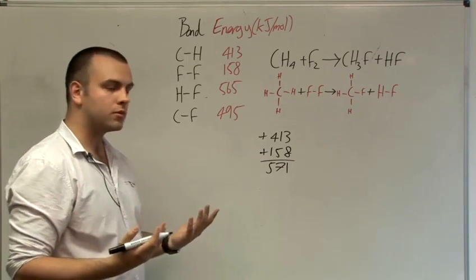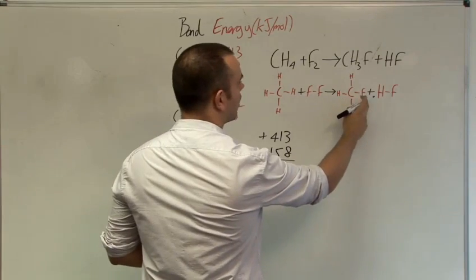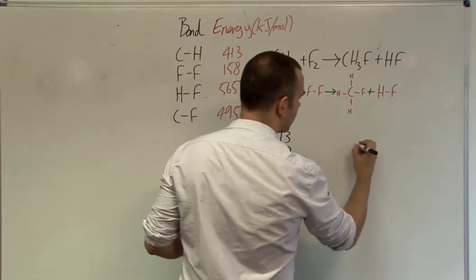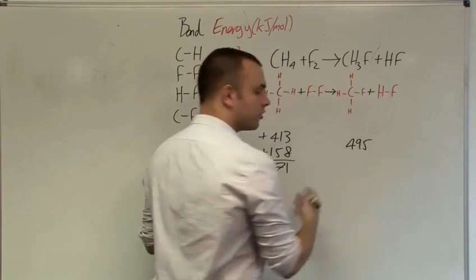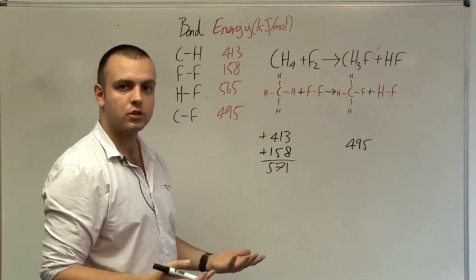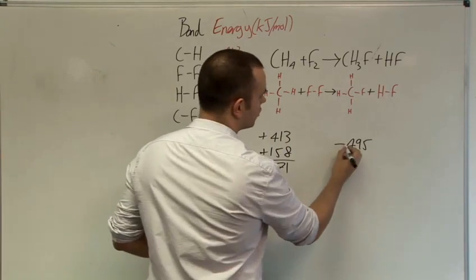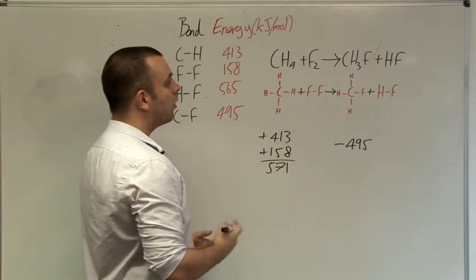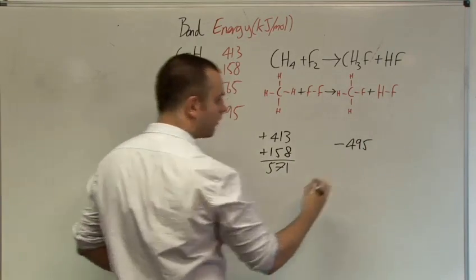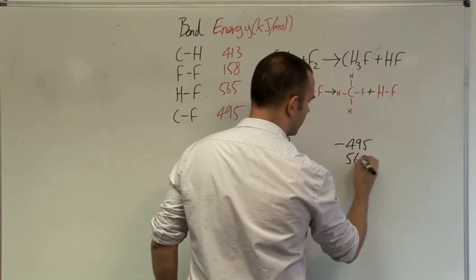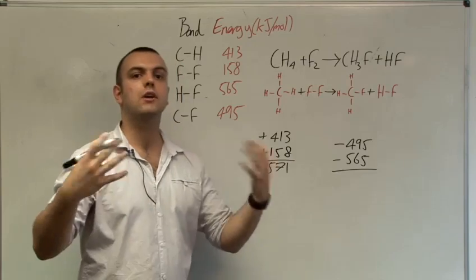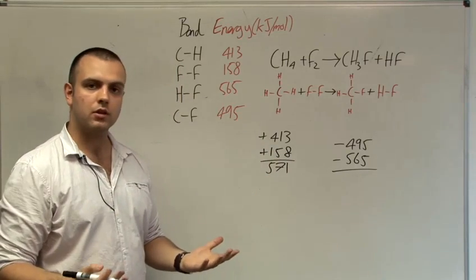What bonds are being formed? Well, we have one carbon-fluorine bond, which has an energy of 495. Now, because the bond is being formed, that means energy is being given out, energy is being lost by the chemicals. So we put a minus sign. Also, the bond being formed is the hydrogen-fluorine bond, which has an energy of 565. This is the total of the energy being lost by the chemicals. This energy will be given out and will be absorbed by the surroundings.